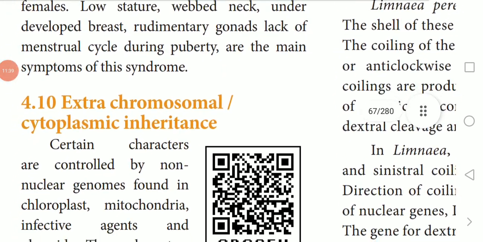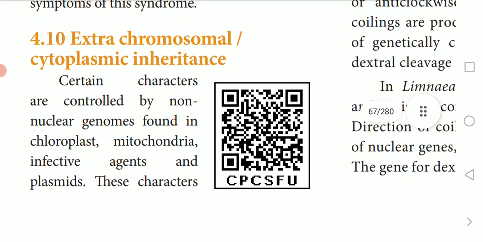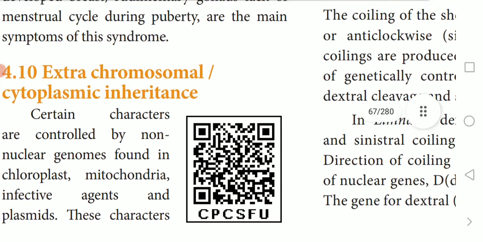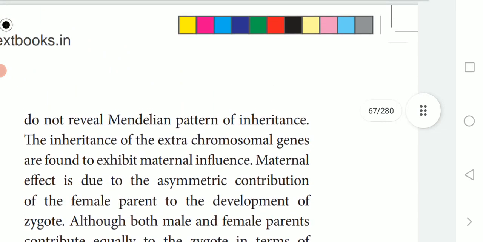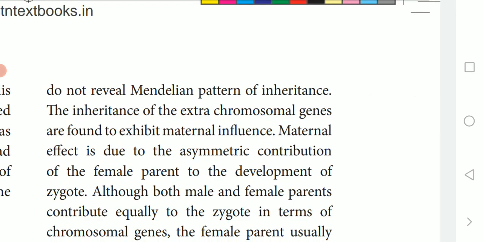The next topic is extra chromosomal cytoplasmic inheritance. Here, certain characters are controlled by non-nuclear genomes found in chloroplasts, mitochondria, infective agents and plasmids. These characters do not reveal the Mendelian pattern of inheritance. The inheritance of extra chromosomal genes is found to exhibit maternal influences.